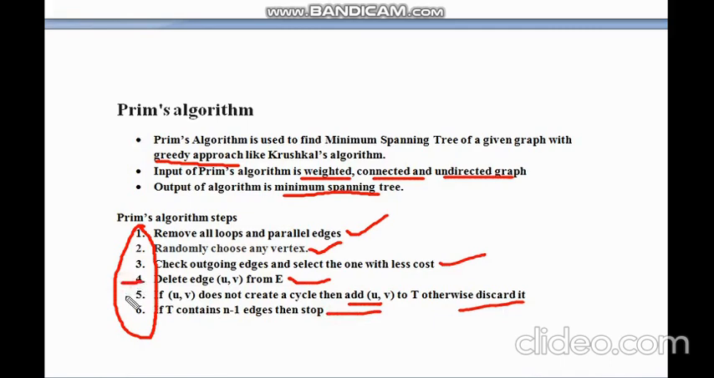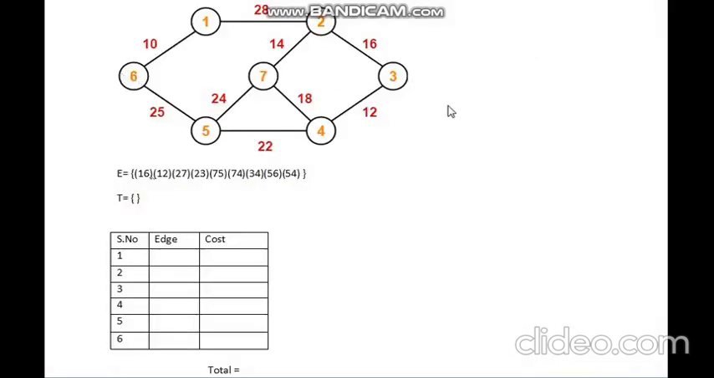So here the 4th, 5th, and 6th steps are the same as Kruskal, and 2 and 3 are different. Okay, so here in the second step, randomly choose any vertex from the given graph, right? From that vertex you need to pick the least cost edge. I will explain with one example, so you will be clear. Here is the given graph with no loops and no parallel edges. Then the second step, choose one vertex randomly, hence I am choosing 1 as my chosen vertex.